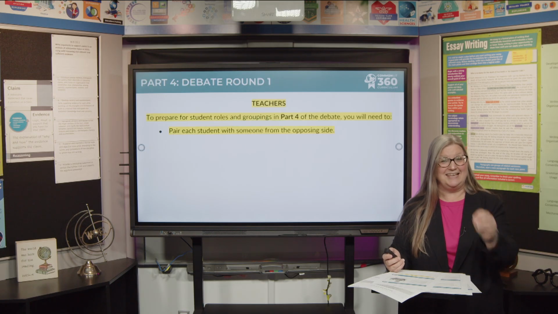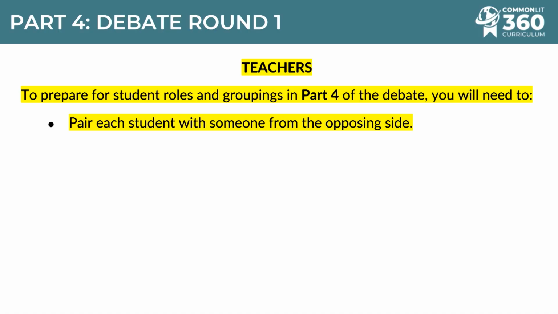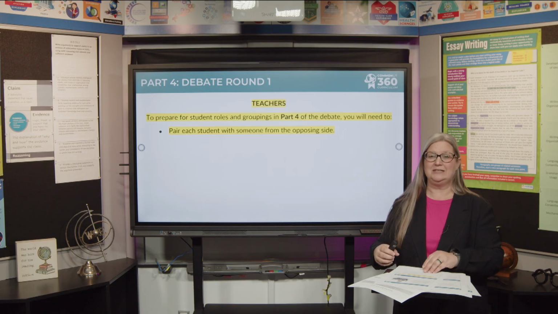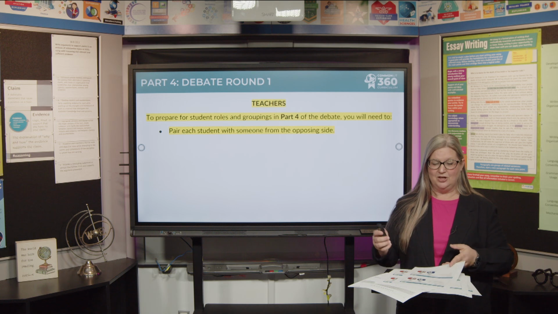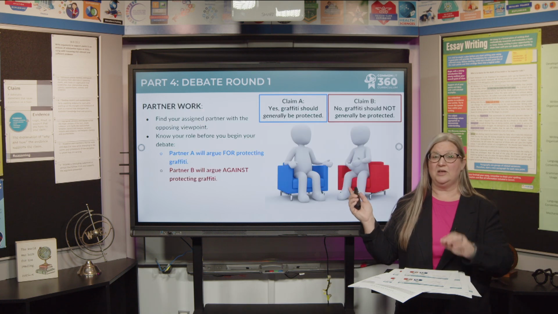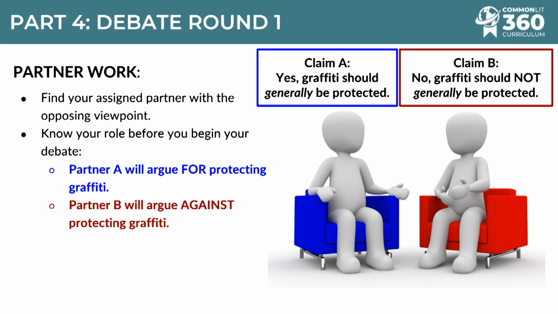All right, now this next part again is for the teachers. So for part 4, the teachers need to put the student roles, and they will need to pair each student with someone from the opposing side. So right now you're going to debate one-on-one, and your teacher is going to decide how that happens. So debate round 1, you're going to be working with your partner from the opposite side. So once you find your partner, know your role before you begin.